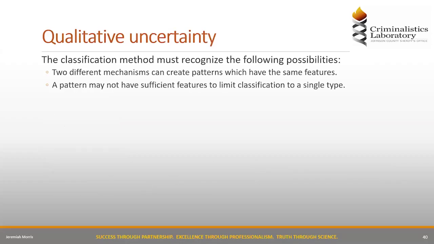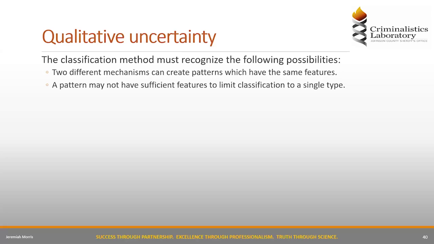All right, so when we're going to deal with qualitative uncertainty, whatever classification method we come up with must recognize the following possibilities. One is that two different mechanisms can create patterns that not only have very similar features, they could actually have identical features. And that's based on a lot of different things. Both of them could create a limited number of stains that are on target surfaces that are not particularly good. And we just really cannot tell the difference between them at all.